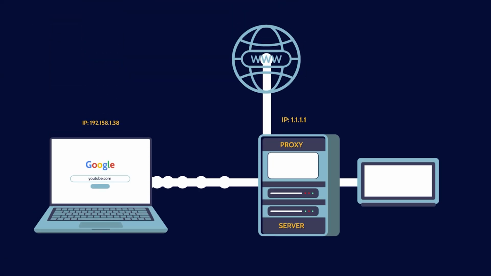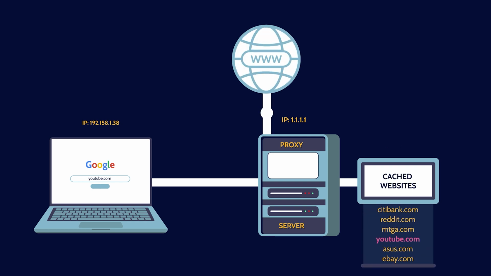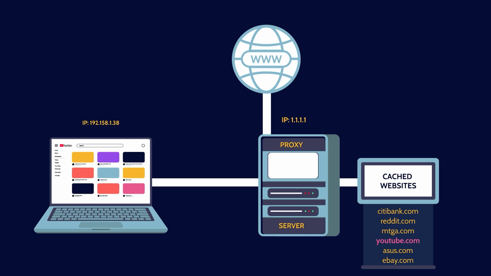If the content is not in the cache, the proxy server forwards your request to the appropriate server on the internet, using its own IP address to make this request. The internet server processes the request and sends the response back to the proxy server. The proxy then associates this response with your original request and forwards the content back to your device.